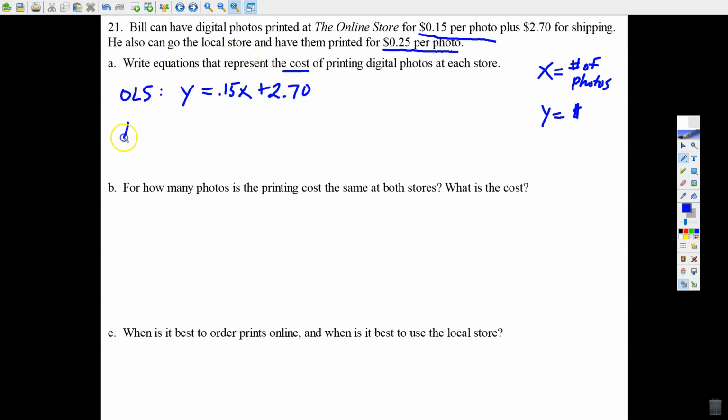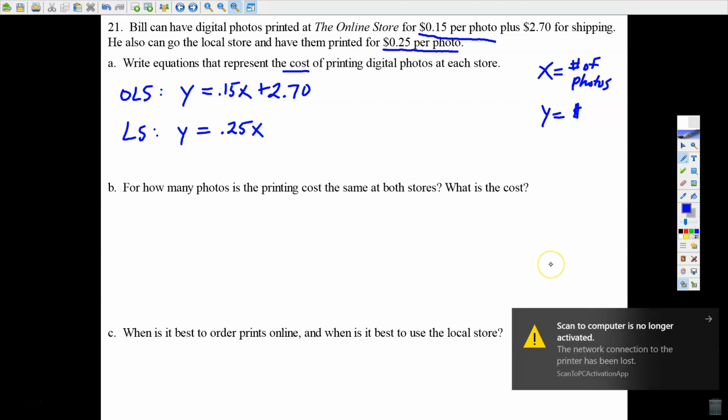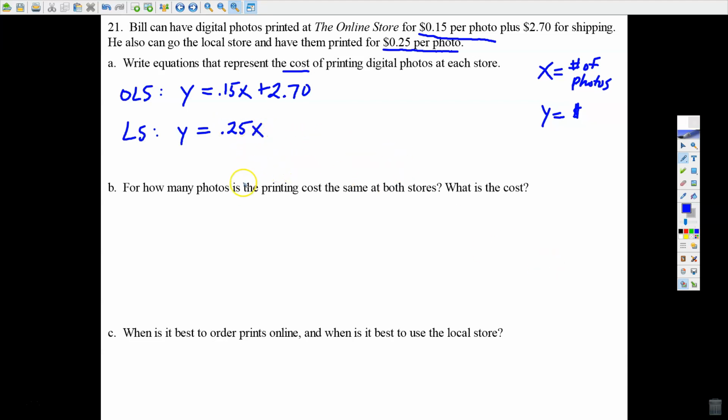And then let's do the local store. Y is still cost. X is still number of photos. But this time it's a little different. It's going to be a quarter for every photo we take. All right, so that takes care of letter A. These are two equations that represent cost for our two different options, the online store or the local store. So letter B says, for how many photos is the printing cost the same?